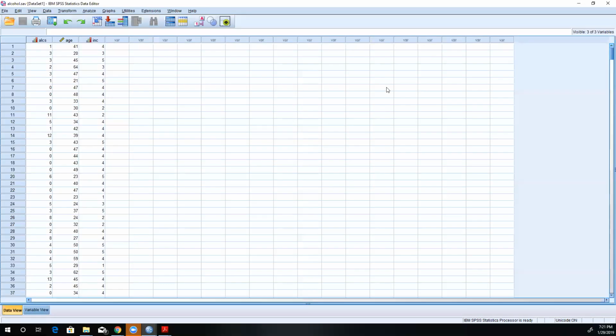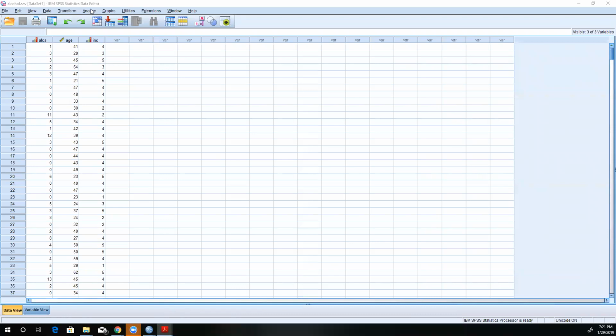Okay. So this is the alcohol data set that you could download from module 2. The variable I'm going to focus on right now is age. That's the variable that we're going to look at. So let's say that you want to run the stem and leaf plot for this particular variable. You want to look at age.